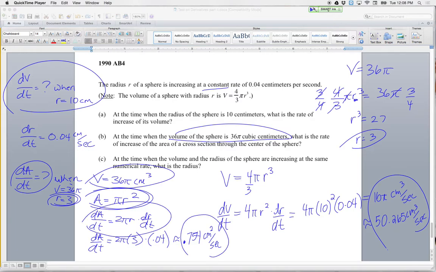You'll get the last 2 points for finding the derivative, 2 pi r dr/dt. So dA/dt is equal to 2 pi r dr/dt. You get a point for that, and then you get a point for the answer, 0.754 centimeters squared per second.